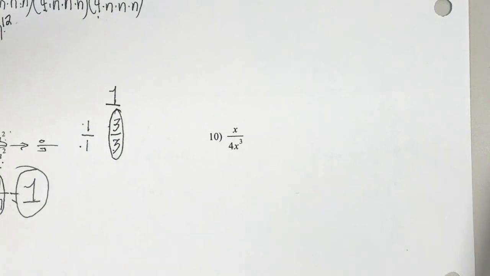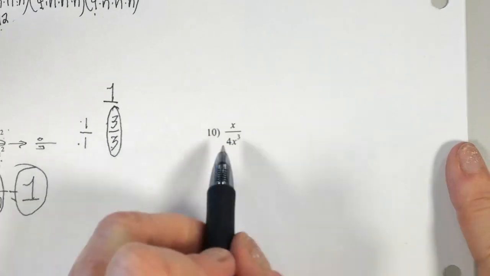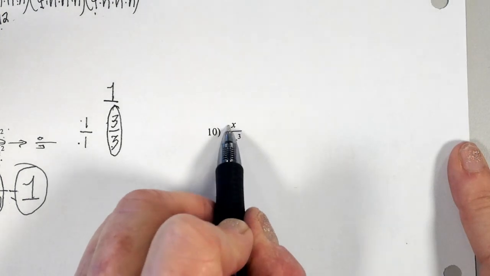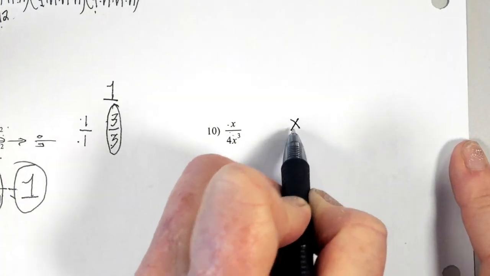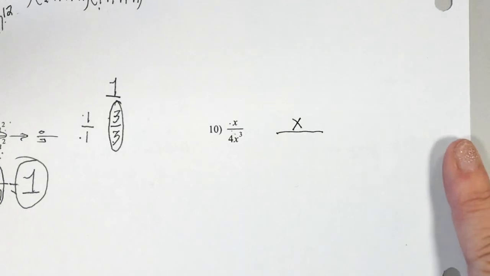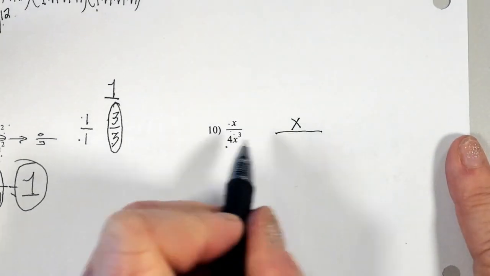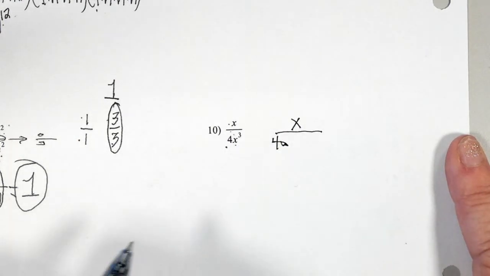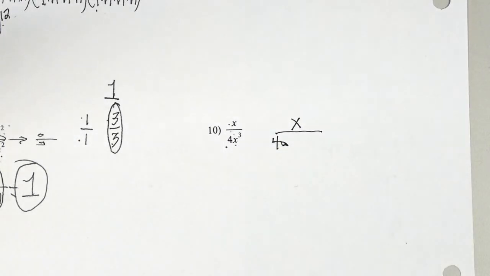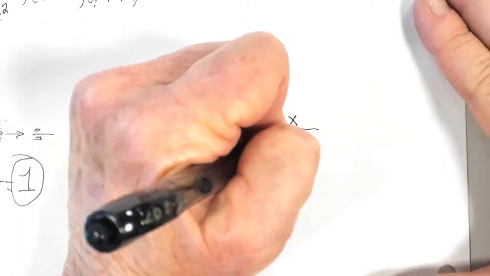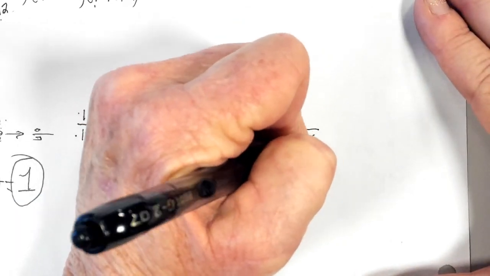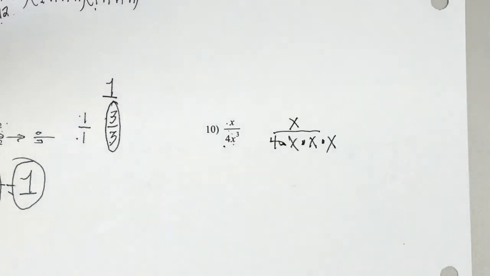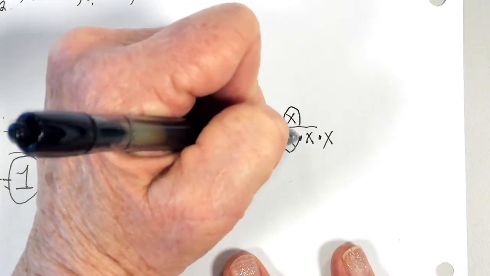So now let's look at number 10. Uh-oh. I've got divide. I've got an X on the top. Okay, good. What do I have on the bottom? I have 4 times what? X to the power of 3. Well, how many times am I going to show repeated multiplication of X? 3 times. So I'm going to go X times X times X. Okay. I see a giant 1. She lined it up really well right here.